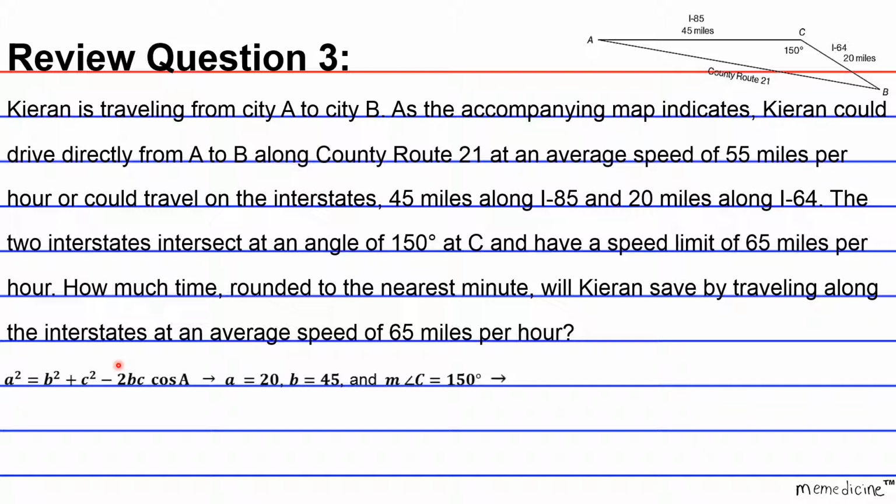And what you get should look something like this. C squared equals 20 squared plus 45 squared minus 2 times 20 times 45 times the cosine of 150. And the c is a representative of County Route 21, or you could just say the side opposite angle C, okay? All right, so make sure your calculator is in degree mode.